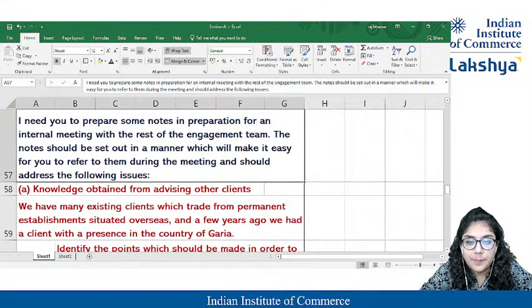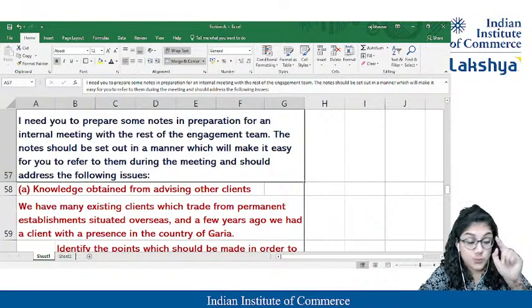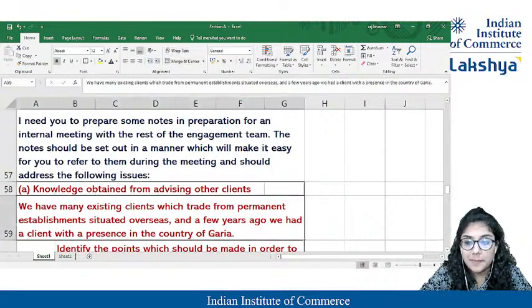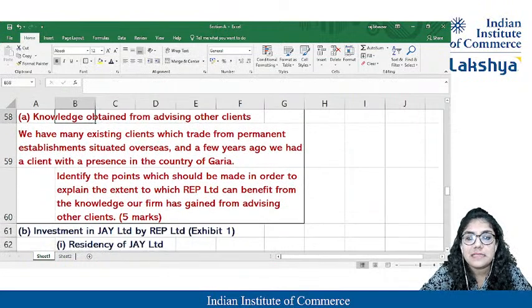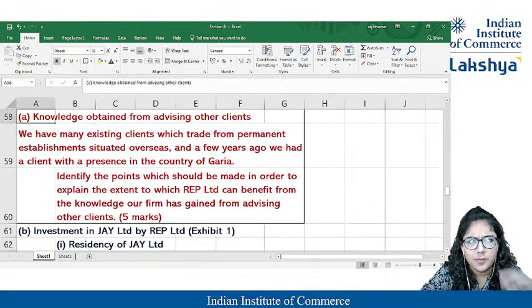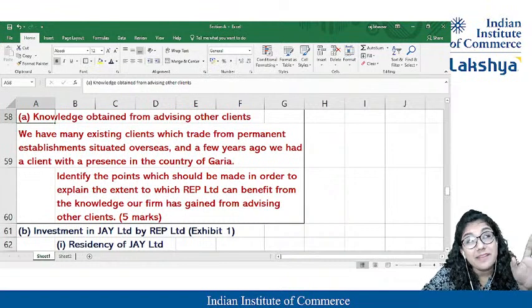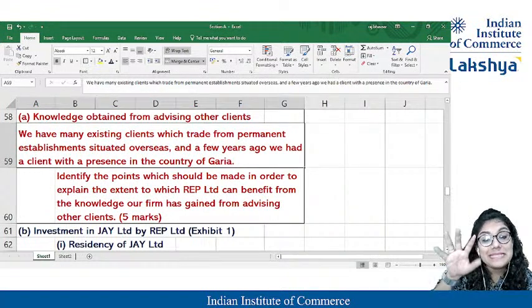I need to prepare some notes and give them to the students, in the proper manner. Knowledge obtained from advising the clients. We need to get the knowledge obtained from advising our clients. I need to advise my REP client. On what basis? We have many existing clients.